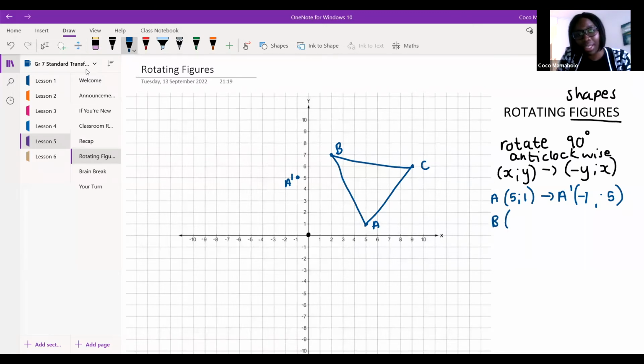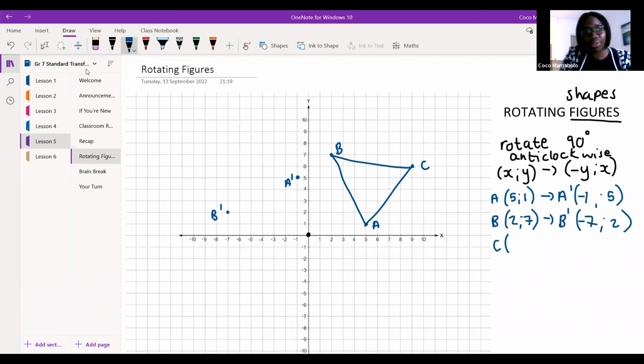My coordinates for B are 2 and 7. I already see a lot of you putting them in the chat. What is B prime going to be? Let me know. Thanks, Bonolo. So what's going to happen to my X and my Y values? Well done, Lwandle. I can tell your brackets are in the wrong place, but you definitely gave me the correct answer. So I'm taking my X and my Y and I'm swapping them around and I'm making my first value negative. So I'm going to get 7 and 2, and then this one is going to be negative. So I'm going to go to -7 and 2 over here. And that is my new B prime.